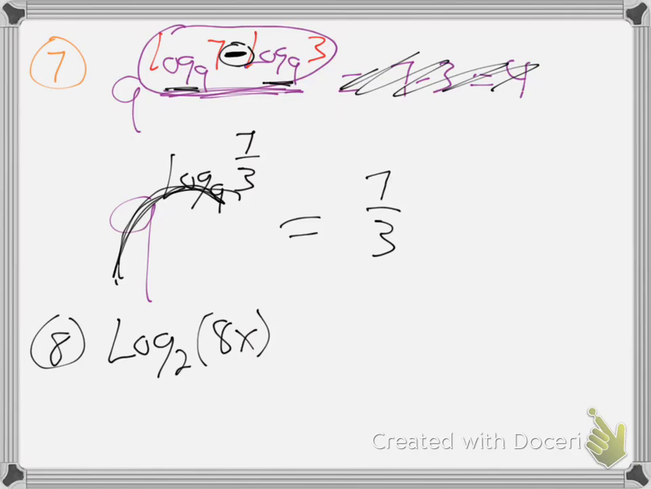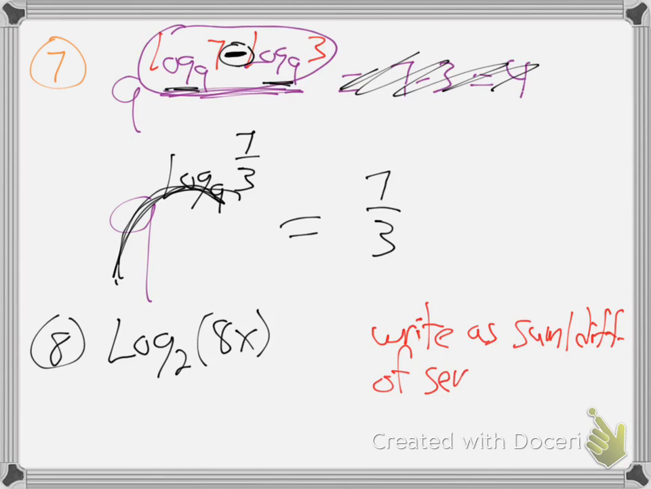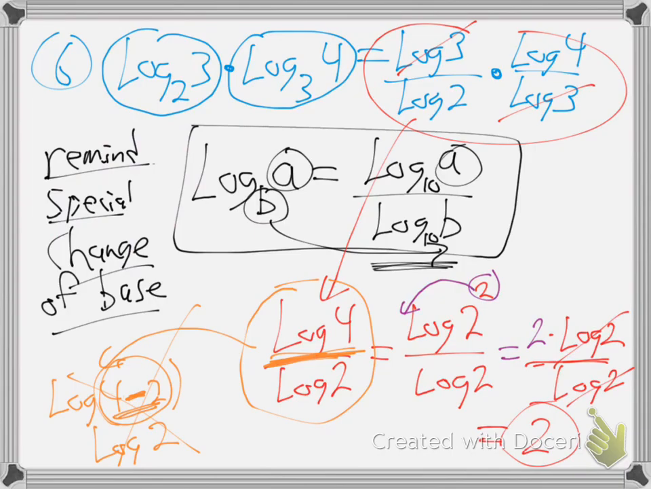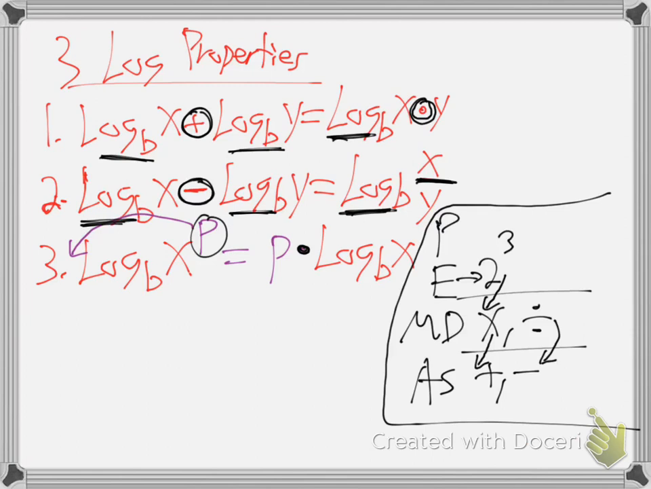They want me to write a sum or difference of several logs. So I wanted to go from 1 log. Now what we're going to do is run these properties backwards. We're going to go from the right side to the left side, from the 1 log back to the 2 logs. If you look back at the properties, wherever they are here, we're going to go from 1 log back to 2.